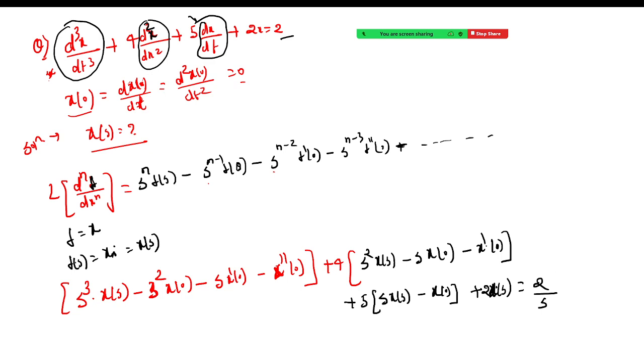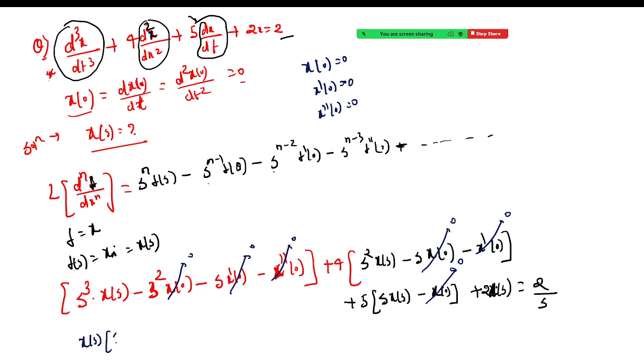Tell me, anyone has any doubt? Now, the boundary condition that has been given over here is x(0) equals 0, x'(0) equals 0, and x''(0) equals 0. So here x(0) will be 0, x'(0) is 0, x''(0) will be 0. Again here x(0) is 0, x'(0) is 0, and here it is X(s). So we are interested in calculating the value of X(s).